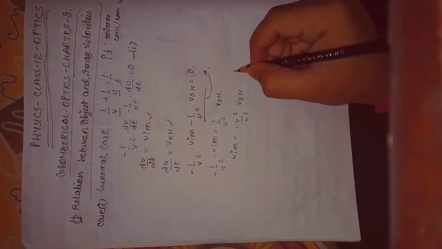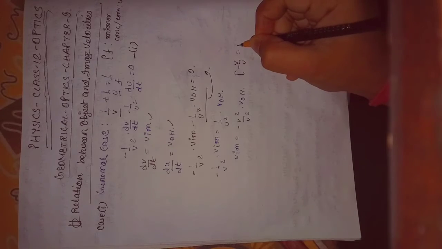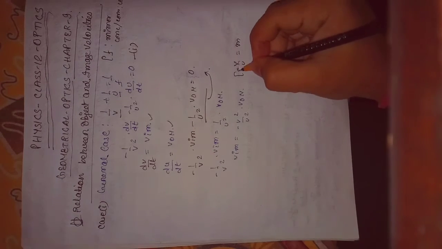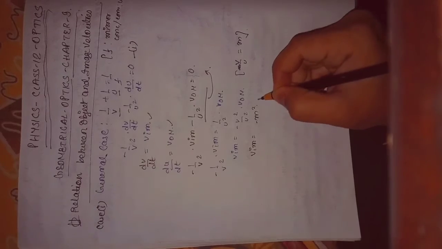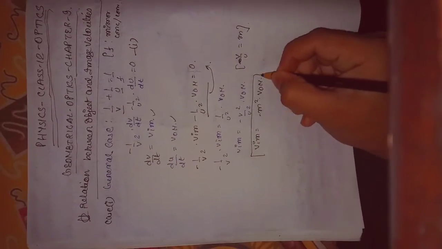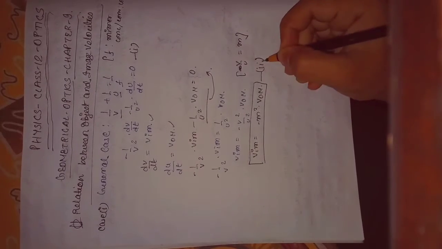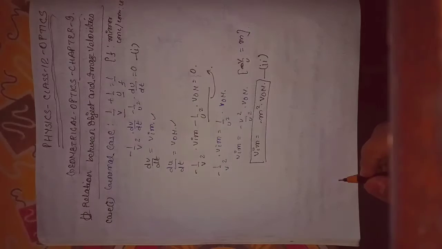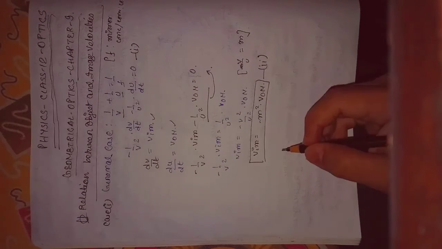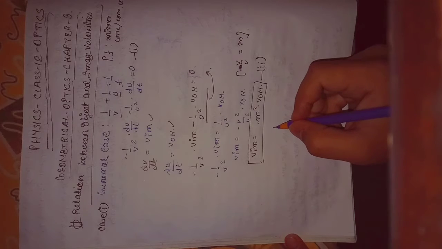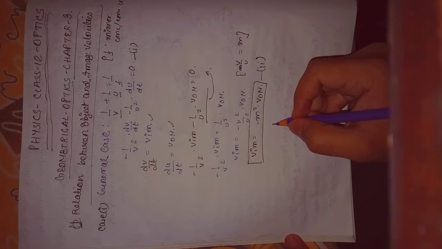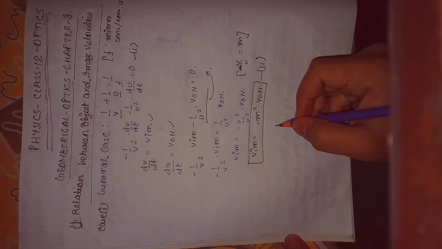Now we know that v by u is equal to magnification. So here we can write velocity of image equals minus of magnification square into velocity of object. So this is the second equation which we have arrived at. Here students, you can see that it is minus of m square. The negative sign simply means that if u, the object distance, is decreasing, then the image distance will increase for sure. That is, if a real object approaches the mirror, its real image will recede from the mirror.